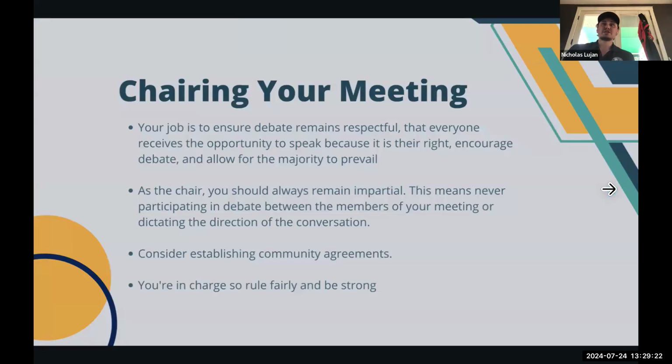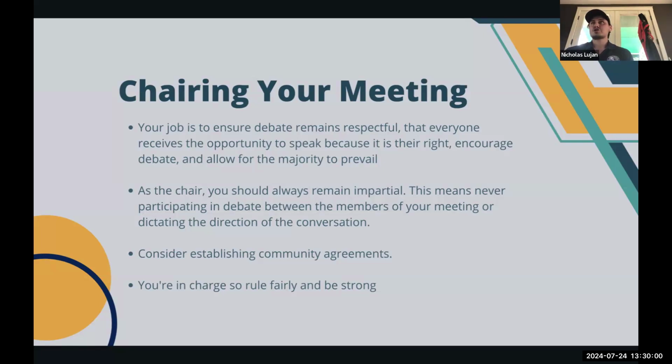So when you're chairing a meeting, there are synonymous words for this. You're the presiding officer, the chair, and your job is to ensure that debate remains respectful and that everyone has the opportunity to speak. In Robert's Rules of Order, we like to emphasize that everyone gets to speak once before anyone gets to speak twice. And that is up to the room to maintain order with that, because it brings in people's unique perspectives, and it doesn't let anyone dominate the room, which I think is very important.